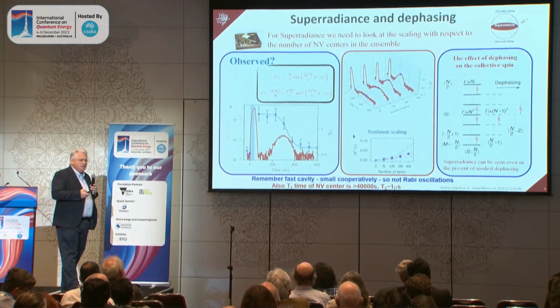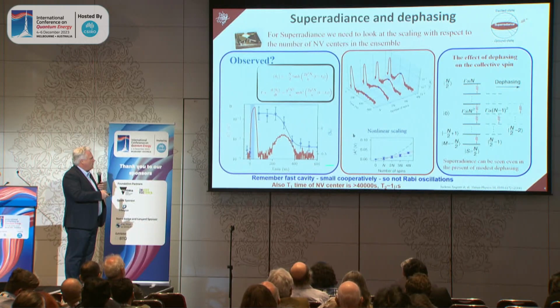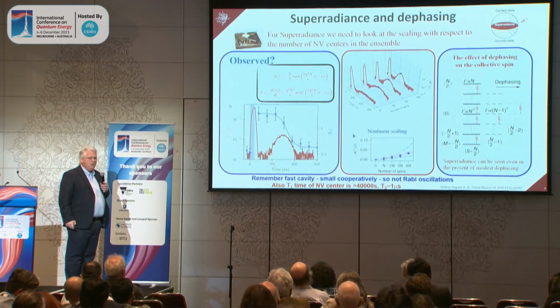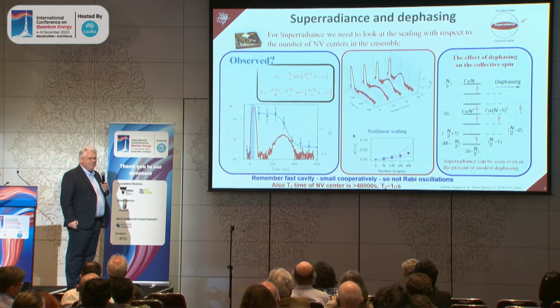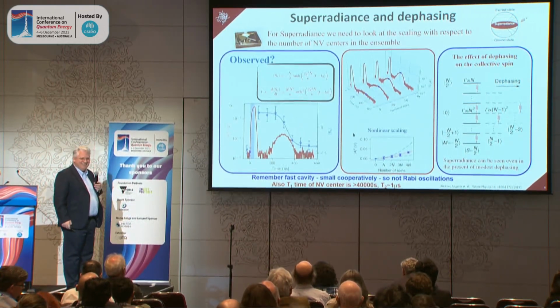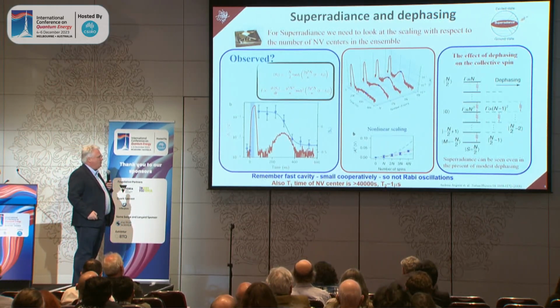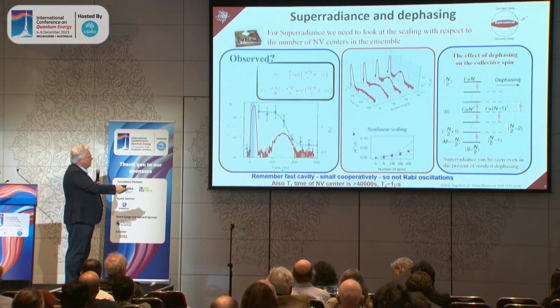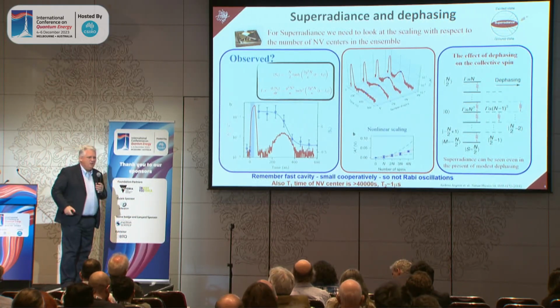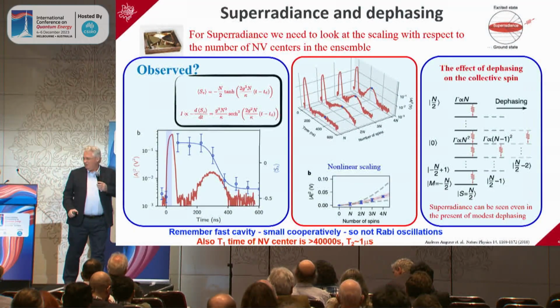But the thing I want to mention that's important in this case, given that we're working at cryogenic temperatures, we know the T1 of our NV centers is about 40,000 seconds. We know the T2 is roughly 1 microsecond. So you can tell here that to get light out in around 300 nanoseconds, we're coupling about 10 to the 12 NV centers.